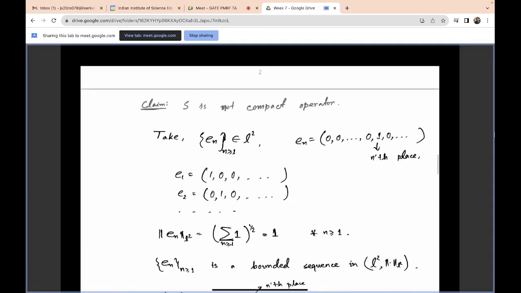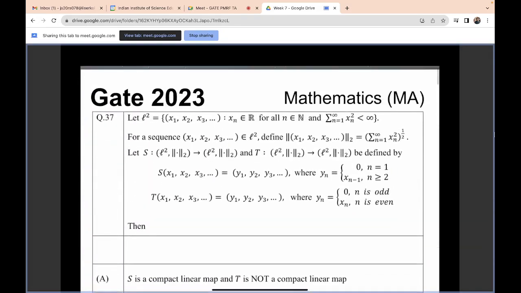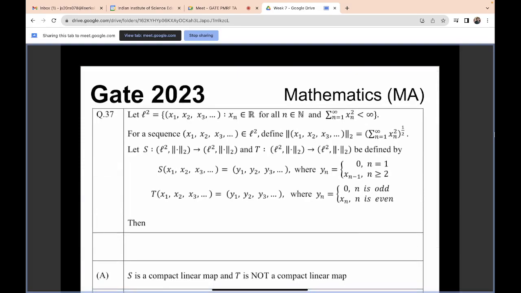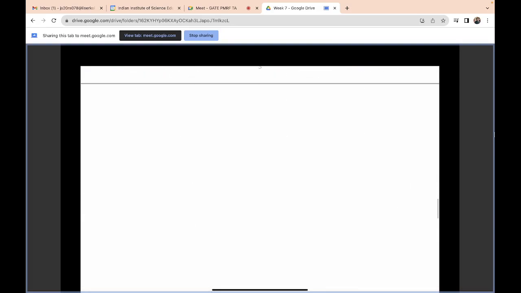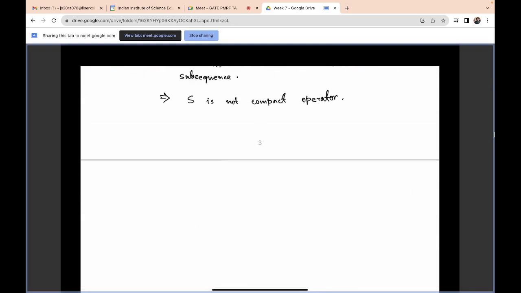Now what is T? T takes this: for n odd it's 0, for n even it's xn. So we'll prove again that T is also not a compact operator. So claim: T is not compact.